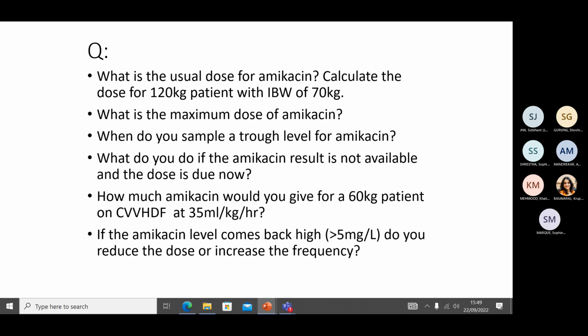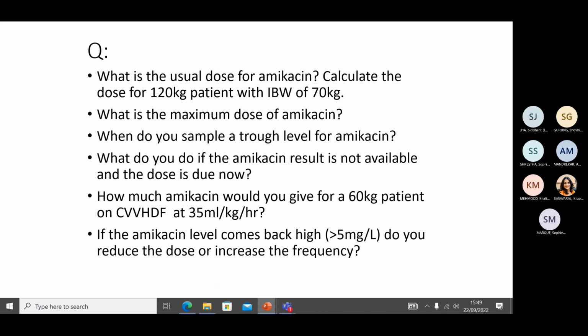When do you sample a trough level for amikacin? Before the second dose. Up to 6 hours before. So anytime between 0 to 6 hours before, but the 6 hour window gives you time for the biochemistry to bring the result back.